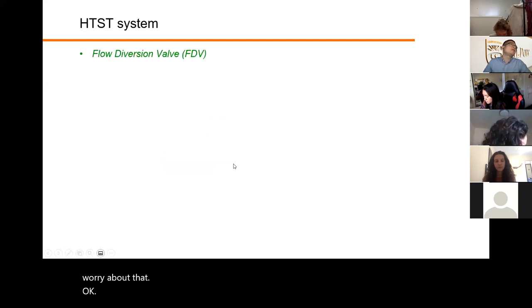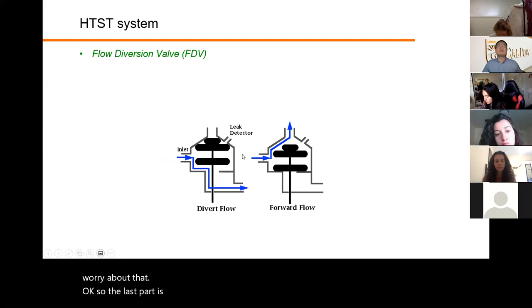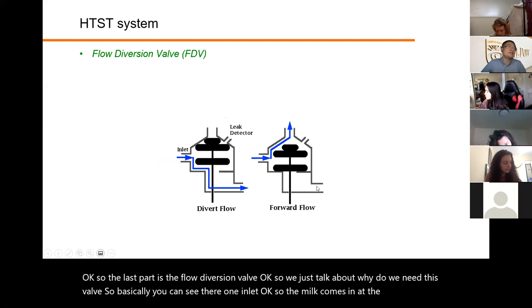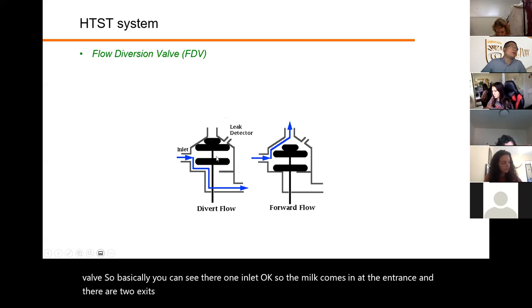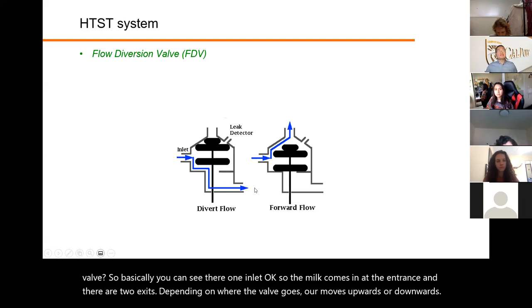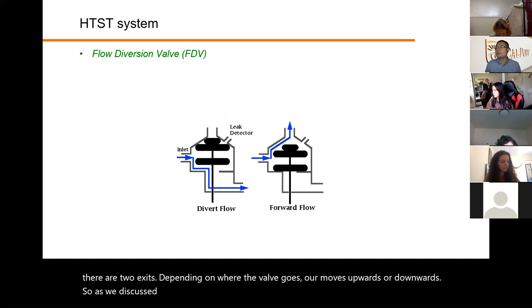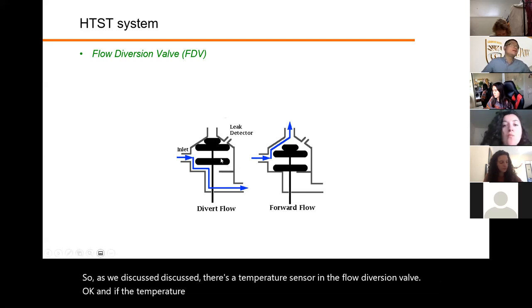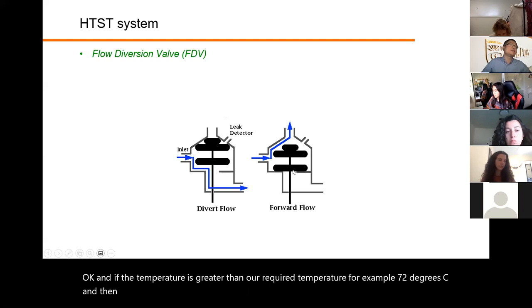Okay, so the last part is the flow diversion valve. We just talked about why we need this valve. You can see there is one inlet, where the milk comes in at the entrance, and there are two exits, depending on whether the valve moves upwards or downwards. As we just discussed, there's a temperature sensor in the flow diversion valve, and if the temperature is greater than our required temperature, for example 72 degrees C, then the valve will set down.